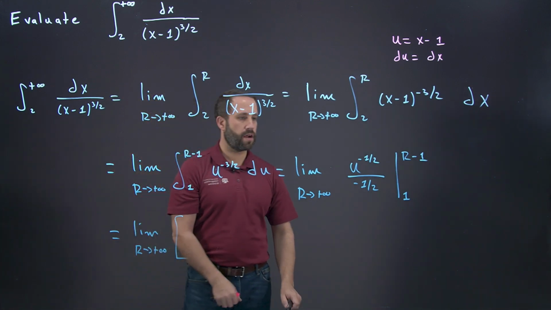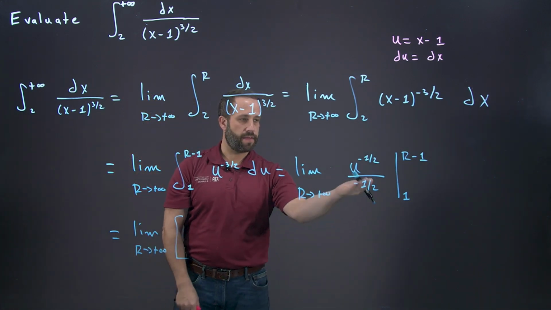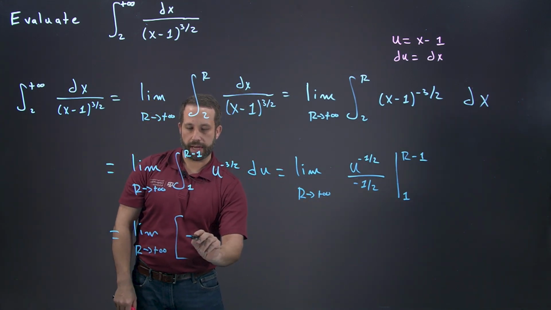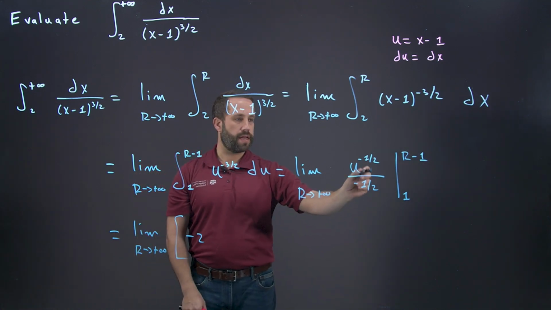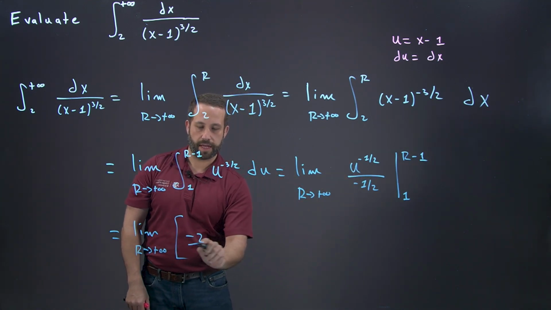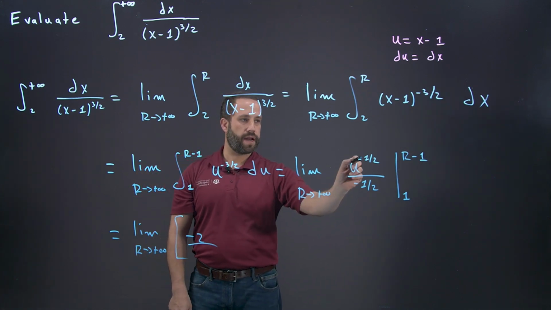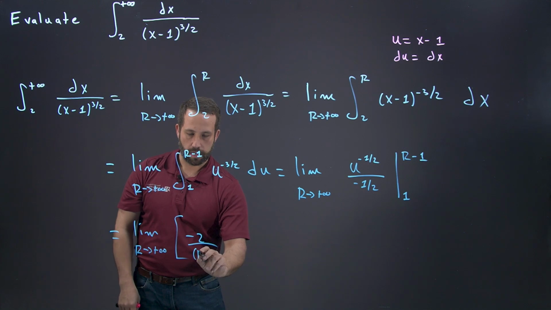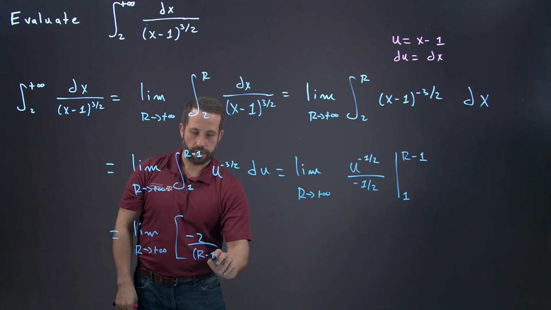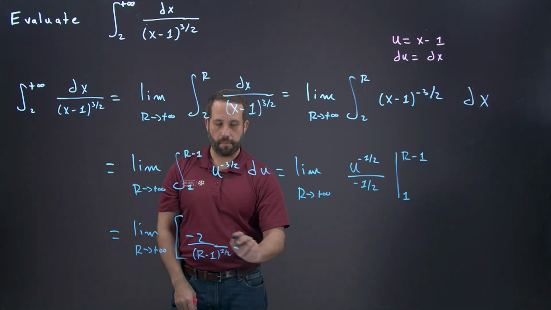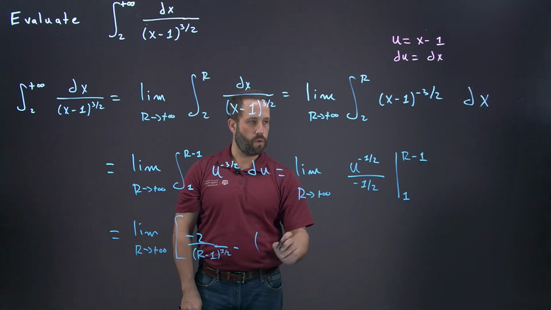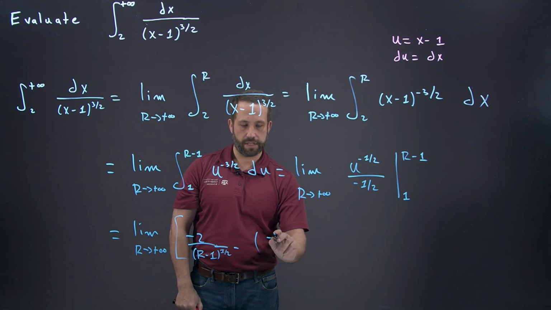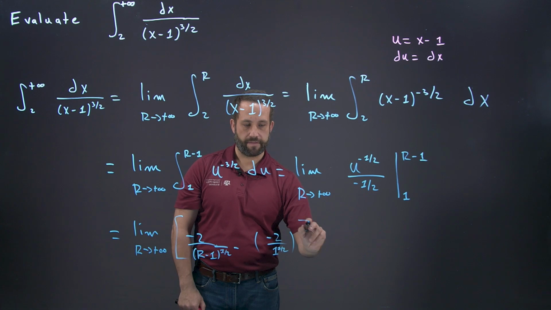Okay, and so what I have here, I have this minus sign and the 1/2. So this is going to be minus 2. And when I plug in r minus 1, I'm going to get minus 2. So u to the minus 1/2 is 1 over u to the 1/2. So I'm going to get minus 2 over r minus 1 to the 1/2. And then minus, when I plug in my 1, I'm going to get minus 2 over 1 to the 1/2.